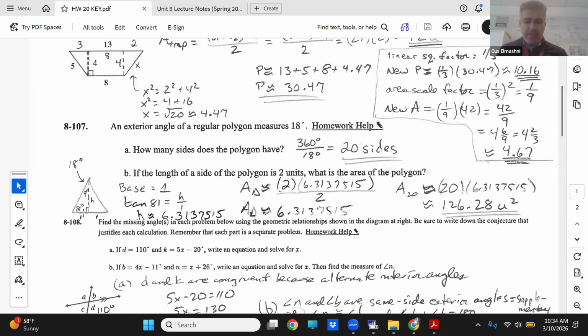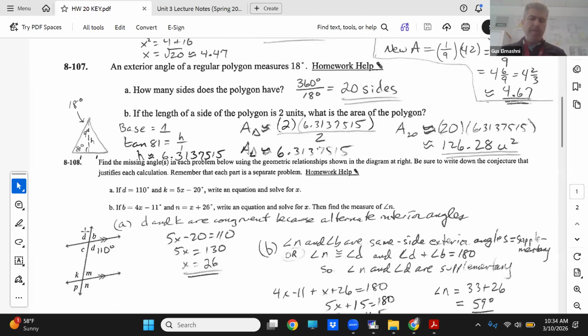For 108, just old school stuff, it looks like. The diagram at the right. Oh, yeah, there we go. One down below. Yes, parallel lines. You should know what's going on there. D and K actually equal each other. B and N all add to 180. They have 180.